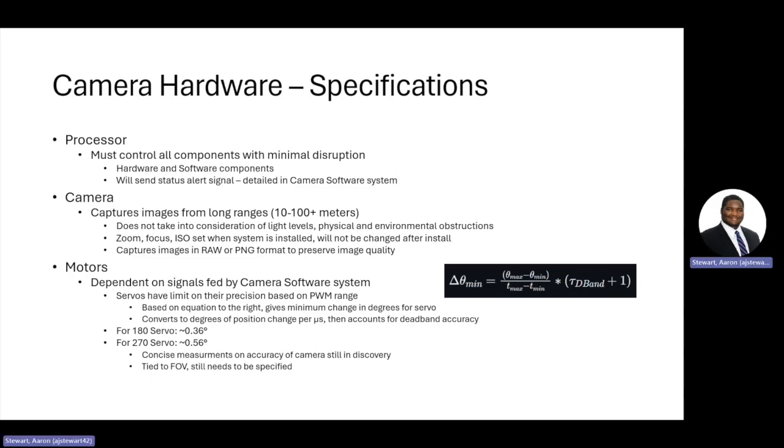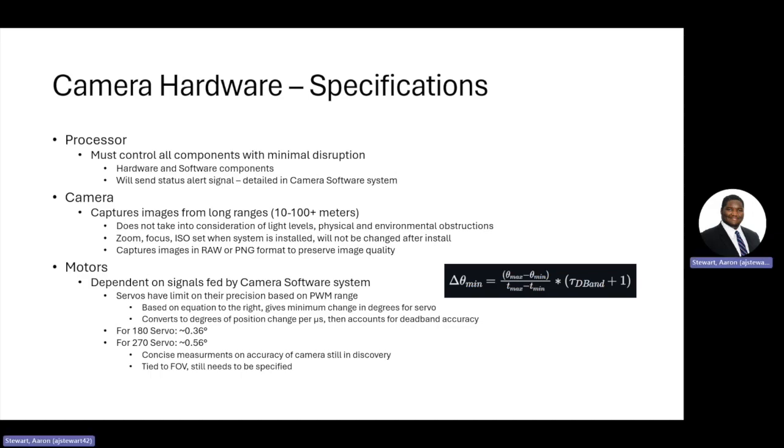The zoom, focus, and ISO, as I said earlier, will be set when the system is installed after some troubleshooting, and we will not be changing it after the install unless it is being moved or for maintenance in any other way. And the camera must capture images in a RAW or PNG format to preserve the image quality, so that when we send it through the database, we don't lose much to compression, and we can preserve as much quality as possible. For the motors themselves, they're going to be dependent on signals fed by the camera software system.